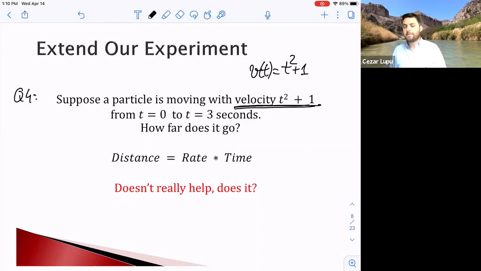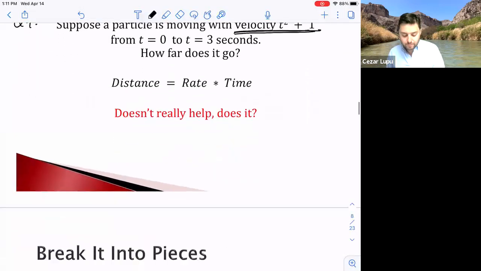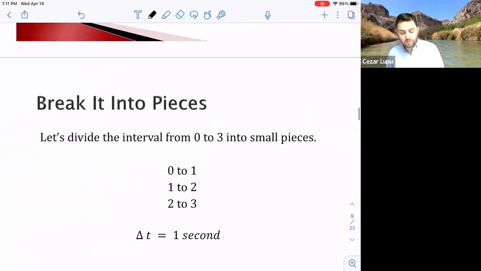So maybe we should divide this time in some way. You see the time, this t here is between 0 and 3. And t is variable, it can be anything, can be 0.1, whatever. So maybe we should break this into pieces, just like I said.